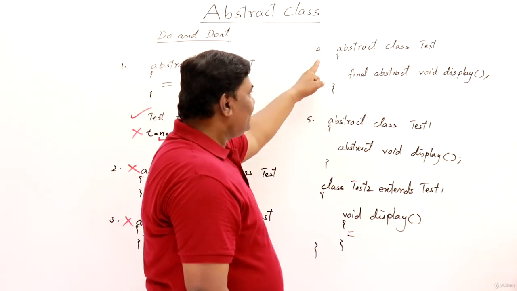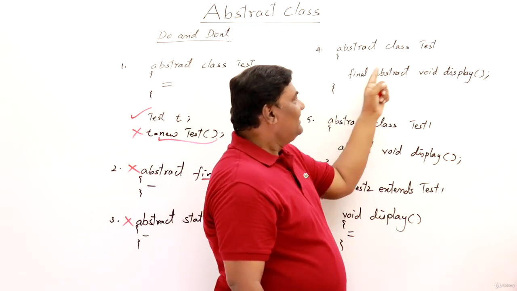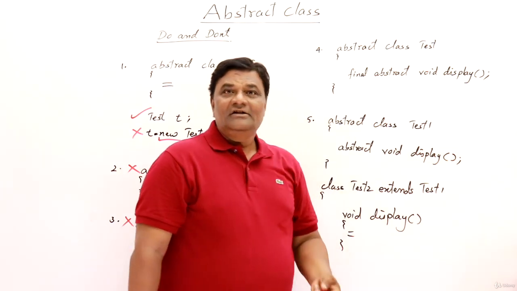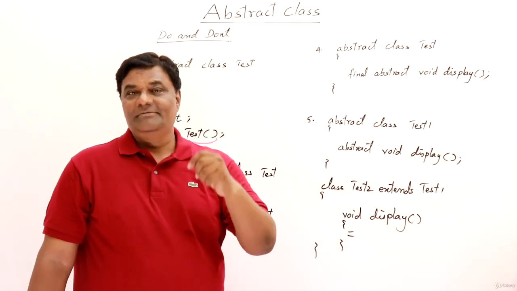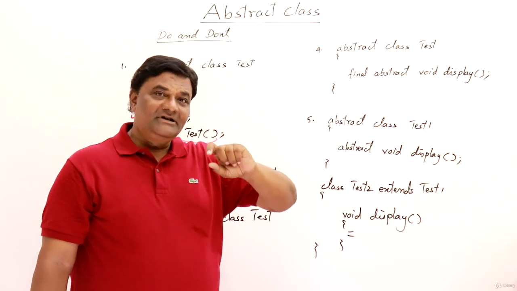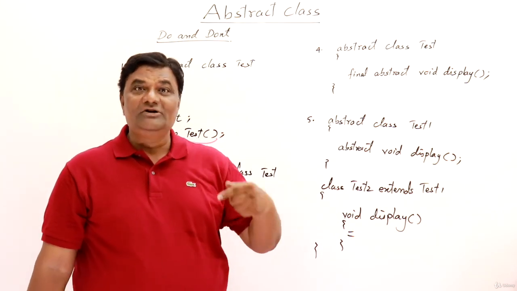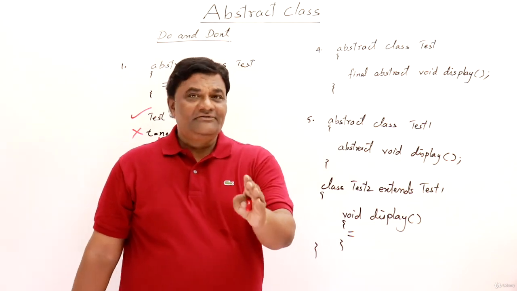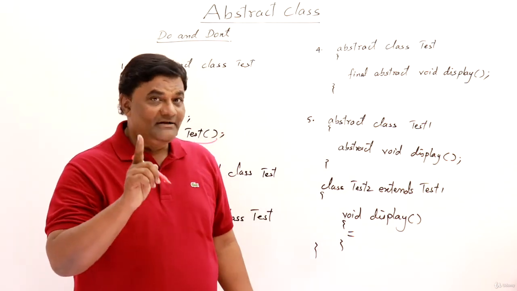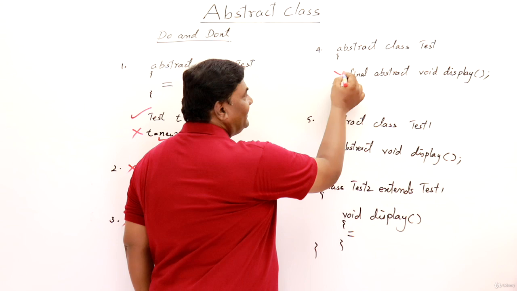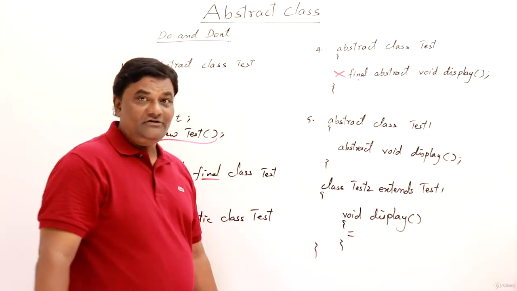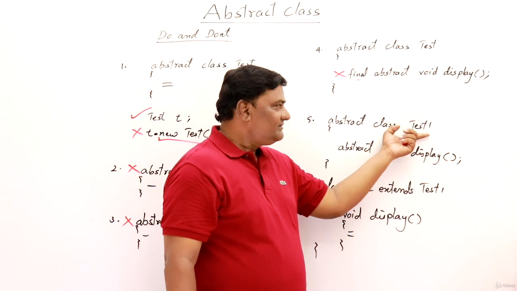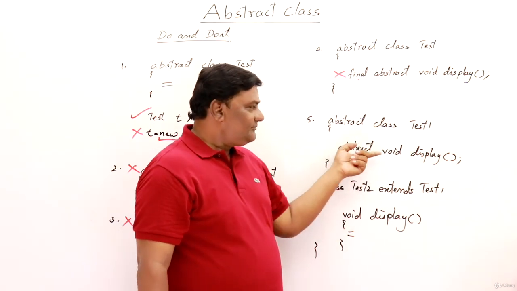Then the next point. The abstract class has an abstract method, and this method is final. So an abstract method cannot be final. If you make a method final, it cannot be overridden. Abstract methods are meant for overriding only, but if you write final, you cannot override. So that's why an abstract method cannot be final. This is not allowed. You cannot use final.